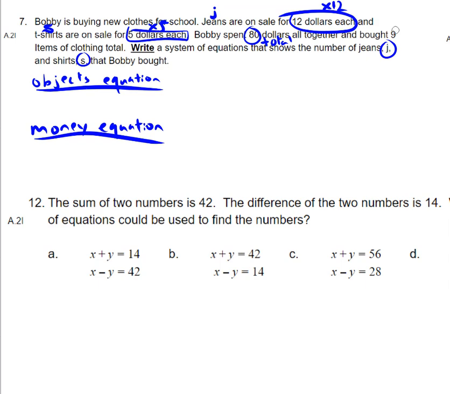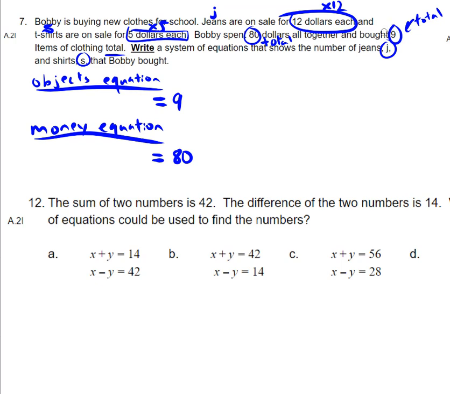And he bought 9 items of clothing. In fact, this one even says total. So 9 items of clothing total. This is another total, and this total here is the total for my objects equation. So I'm just going to go ahead and start now. I like to put my totals first. So I got my objects equation. I know I'm going to have 9 total objects. And I know my money is going to be $80, right? So I like to put those first.